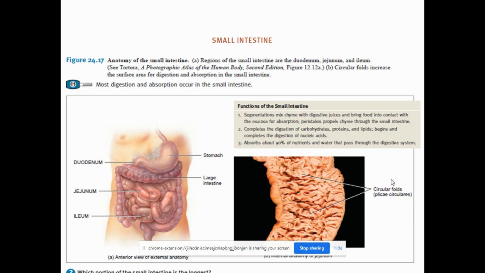Now, in today's class, we are going to study the small intestine: the anatomy of the small intestine, the histology of the small intestine, what are the secretions, especially about the microvilli, and also the absorption of the small intestine.